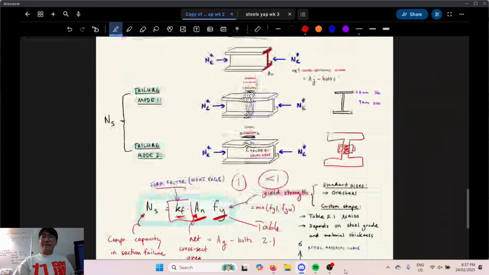It's always going to be bigger than your buckling. Yes, it means it doesn't buckle. Okay, so that's the failure, assuming nothing buckles.